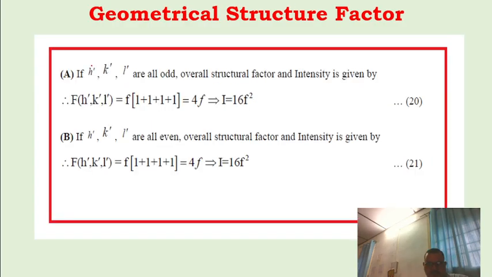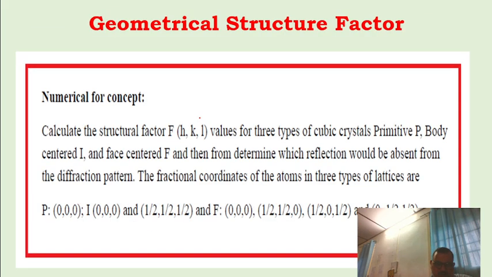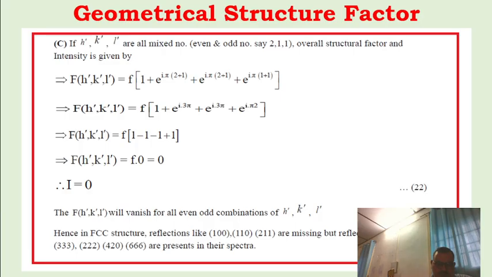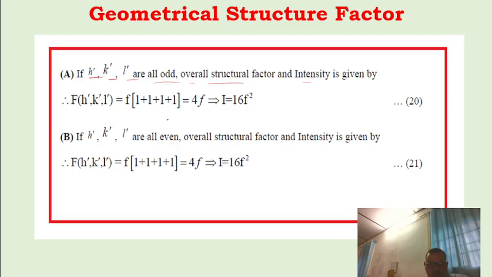Then different cases arise. If h, k, l are all odd, the structure intensity is given by this. I am taking the example of 1 1 1. So 1 plus 1, 1 plus 1, 1 plus 1, all of which are even, so this is 1 plus 1 plus 1 plus 1, which is 4f, so the intensity will be 4f square, that is 16f square.